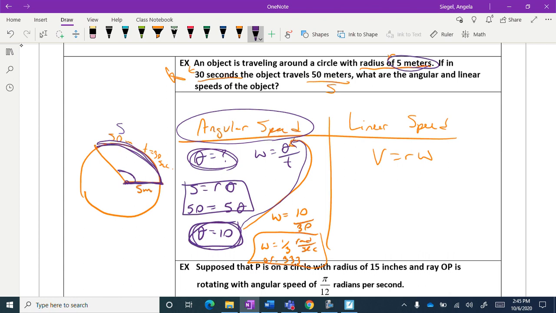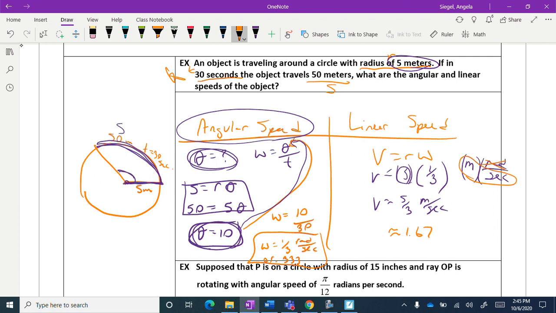So that's my omega. I'm gonna come over here and plug that in for omega. And then I already had the radius, which is 5. I end up with 5/3 meters per second. So again, this was meters, and then I had 1/3 radians per second. So the radians cancel out, and I'm left with meters per second. So 5/3 meters per second, and it's about 1.67 meters per second.